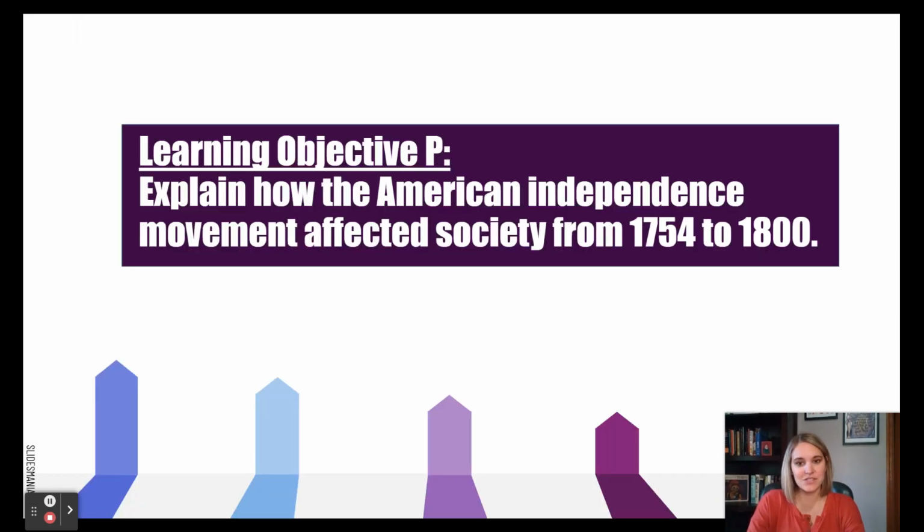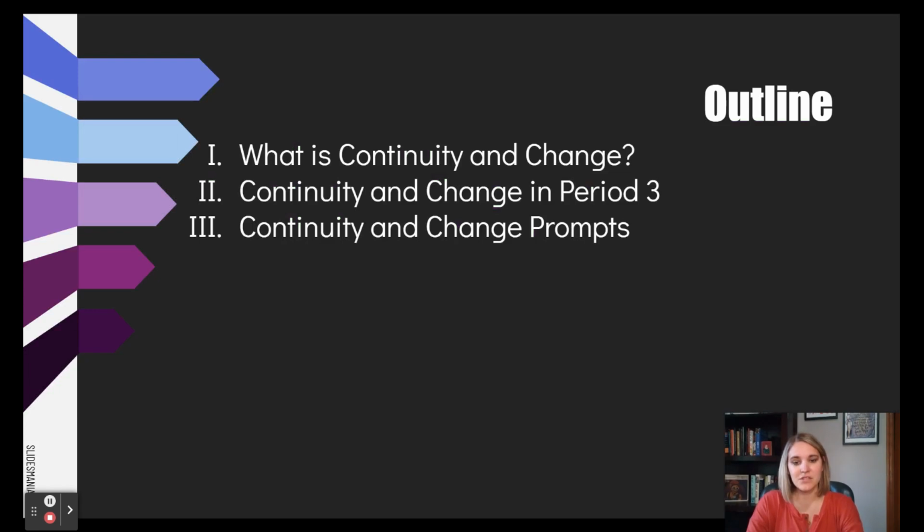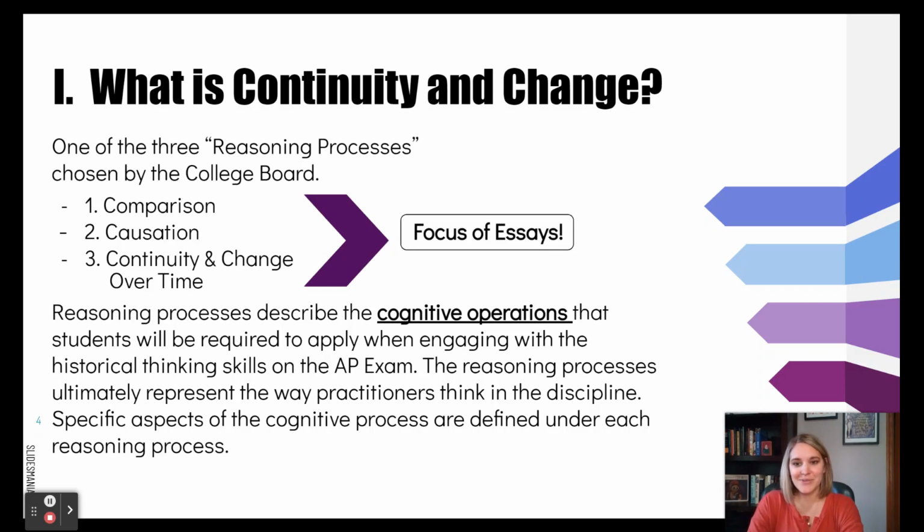So our learning objective is to explain how the American independence movement affected society from 1754 to 1800. First, we're going to make sure that we understand what this skill or reasoning process, continuity and change, is. We're going to look at a few examples of this in period 3, and then we're going to look at some sample prompts that the College Board has used in the past to evaluate this skill in Unit 3. So what is continuity and change?